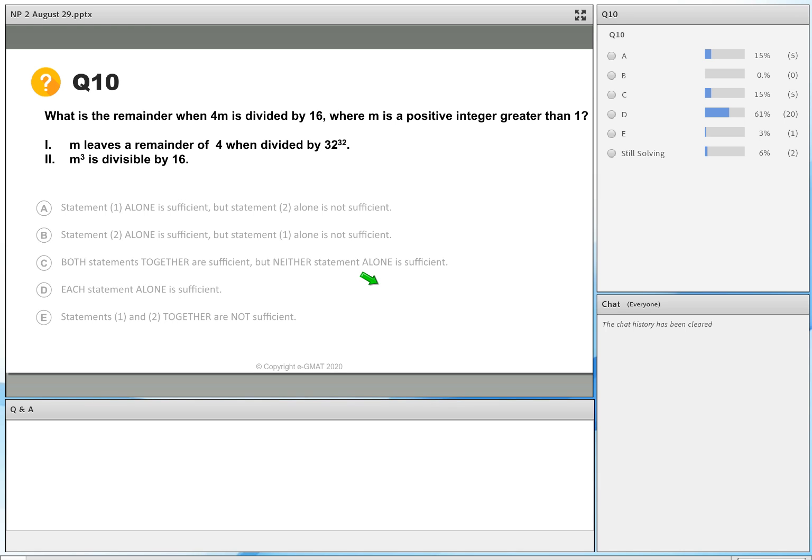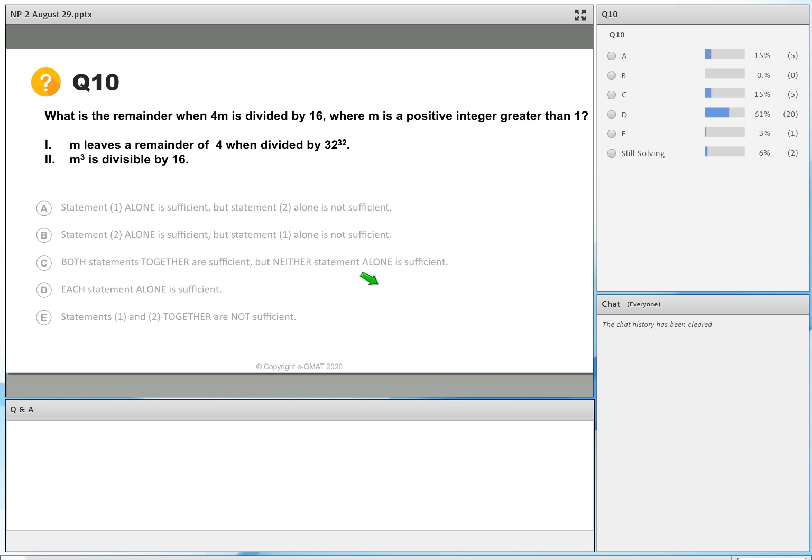42% went with D the first time, 61% this time, and D is the correct answer. A is still confusing people, I see. That means for all people who marked A, 15% of you, it was the second statement that confused you. You thought that the second one was insufficient. So you have to focus more on the second statement.